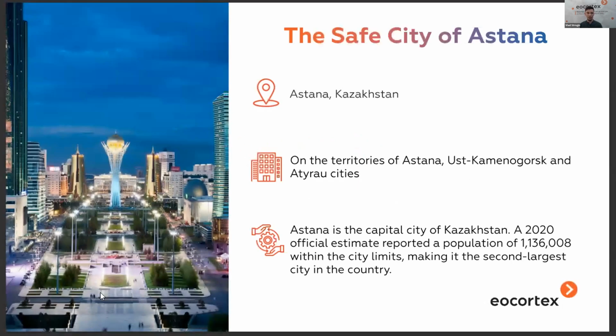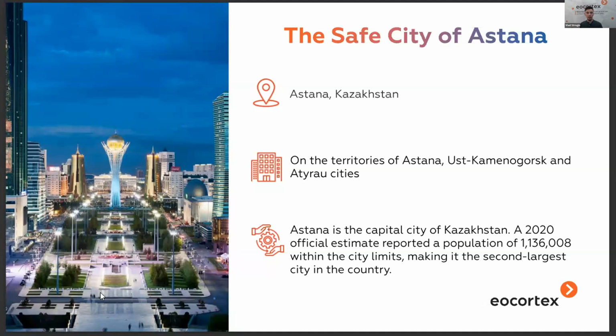One of the largest projects implemented based on Eocortex VMS is the Safe City project of Astana, the capital of Kazakhstan. The system was deployed for three cities around Kazakhstan: Astana, Ust-Kamenogorsk, and Atyrau. As you know, Astana is quite a huge city, and being the capital of Kazakhstan, according to the statistics, it has a population of more than 1 million citizens.